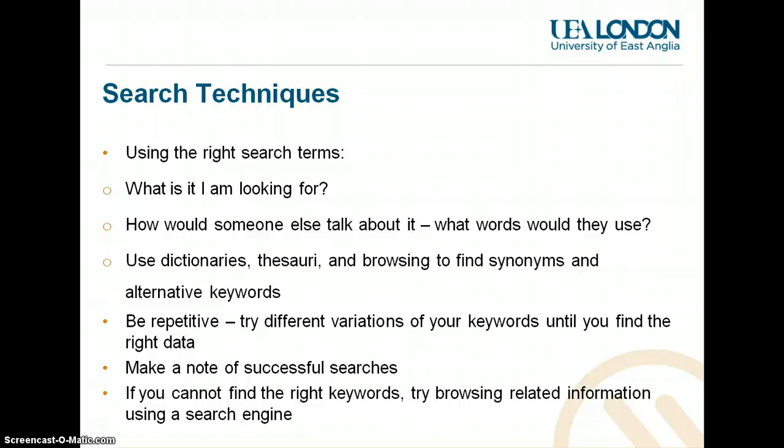You will probably find that you will have to try a variety of different searches, testing out different combinations of keywords. When you find a successful combination, make a note of it and try it out in other databases. If you are struggling to find the right information, try browsing related web pages and online encyclopedias using a search engine like Google. When you become more familiar with a topic, it will be easier to select the correct keywords.